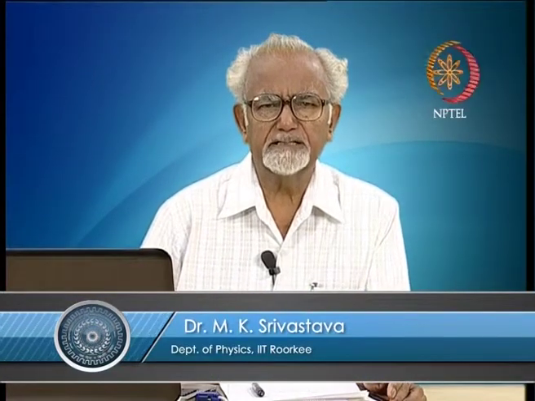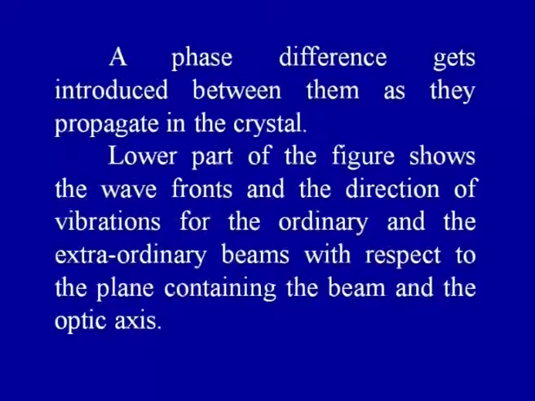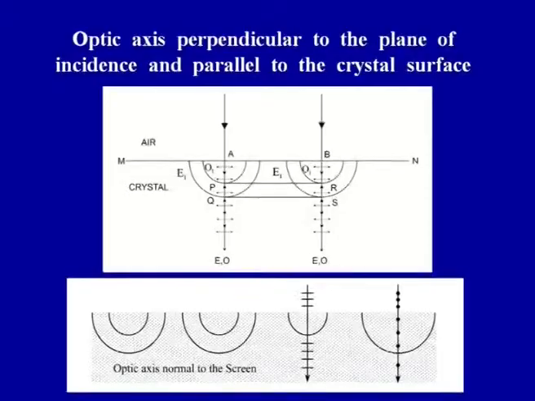In calcite, the extraordinary ray travels faster than the ordinary ray. A phase difference naturally gets introduced between them as they propagate in the crystal. You see, the lower part of the figure shows the wavefronts and the direction of vibrations for the ordinary and the extraordinary beams with respect to the plane containing the beam and the optic axis.